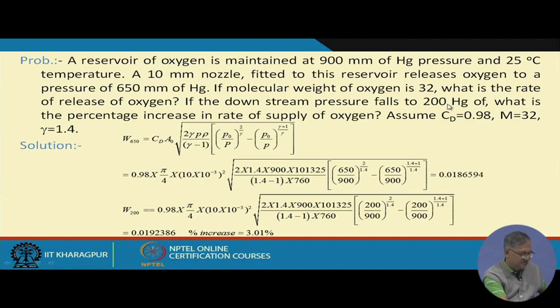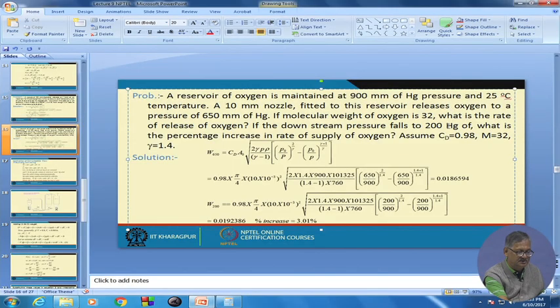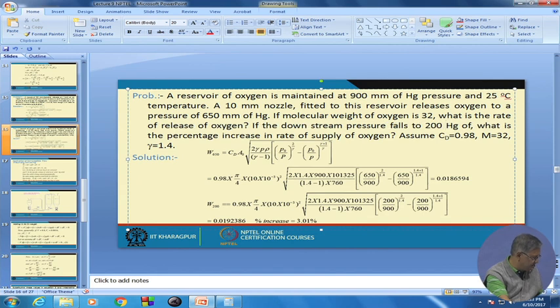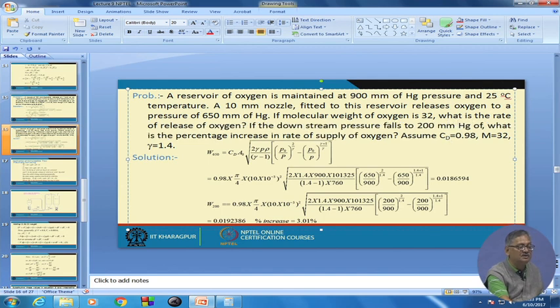Here also we should write, otherwise it is millimeter, 200 millimeter of mercury, that millimeter is coming capital, so it should be small, millimeter of mercury.